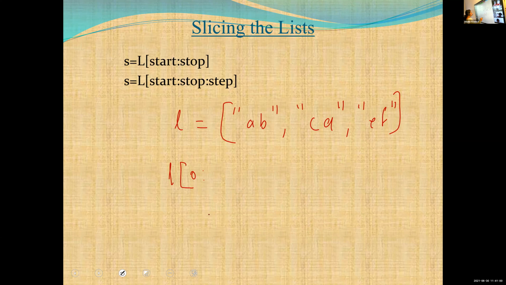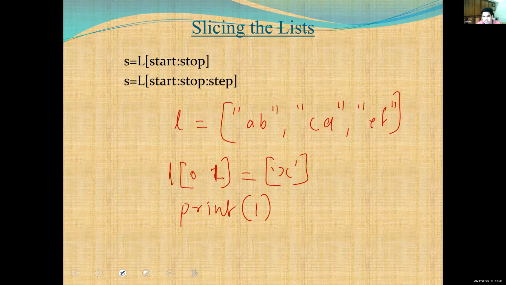What is the result, Achyut? It is 0, 2. What is the output? X comma X. The position values here are 0, 1, 2, so that is 0 colon 2.